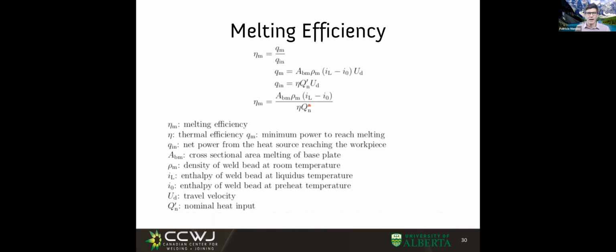So, which has a bigger heat affected zone? High melting efficiency or low melting efficiency? I'm asking, which gives us a bigger heat affected zone? High melting efficiency or low melting efficiency? Again, yes, low melting efficiency will give us a big heat affected zone, right?